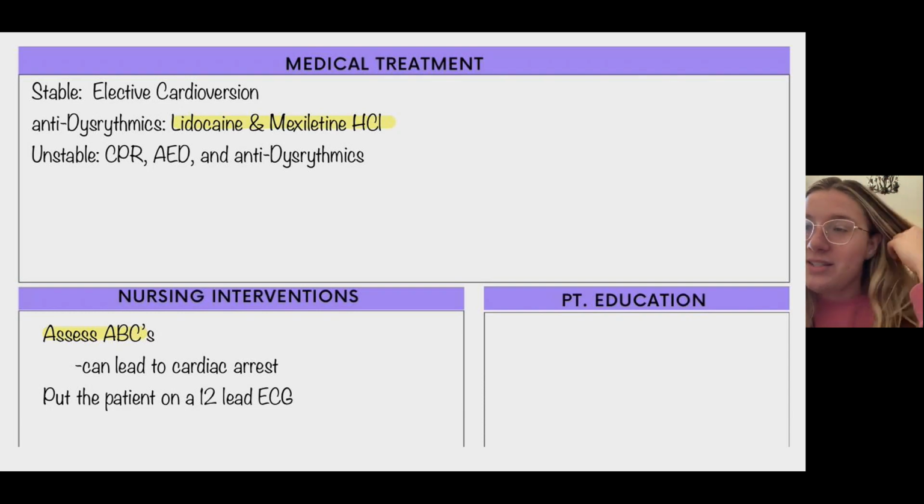But if it is unstable and they in fact do not have a pulse, so we assessed them, they do not have a pulse, we start CPR, starting with compressions, get our AED, and we can kind of push some antidysrhythmics, okay? The rate for CPR, it's always 30 compressions to 2 breaths for adults. And we really want to make sure that we're compressing at a rate of 100 to 120, okay? So as nurses, assess your ABCs, airway, breathing, circulation, and kind of in the middle of all of this, we're going to put them on a 12-lead EKG because we want to see big picture what's happening. We want to see from every sort of angle what is happening, okay?